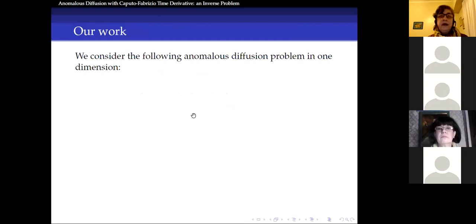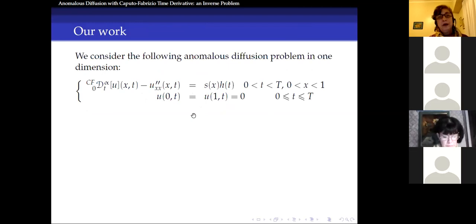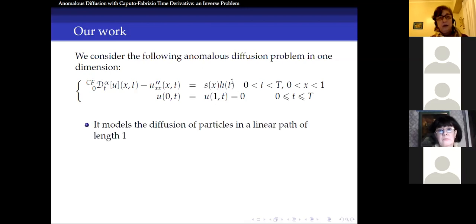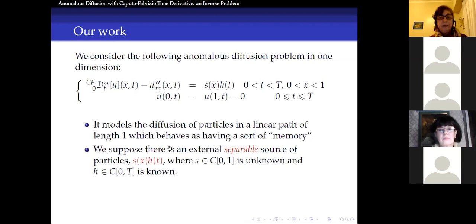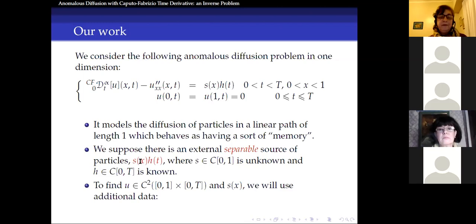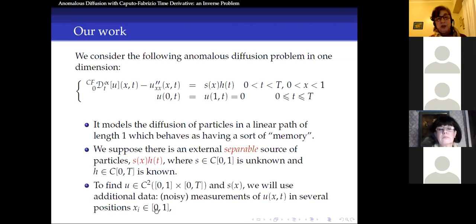We consider a problem in one dimension. Here we have the formulation of the diffusion equation, and the source is a separable one, a function of x and a function of time. The derivative has a sort of memory. We have the separable source, S(x)h(t). The time part we suppose we know, and we are interested in recovering S(x). We need some additional data, and we decided to measure the concentration at some points of the interval.